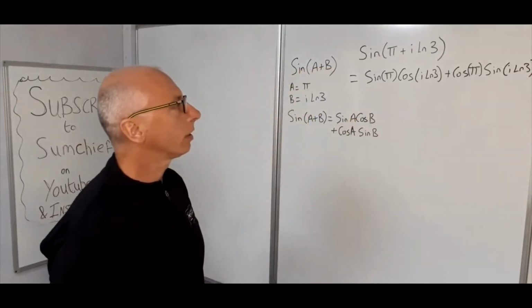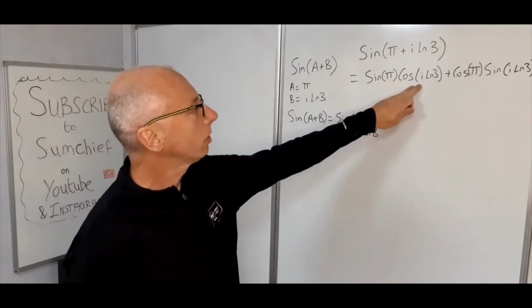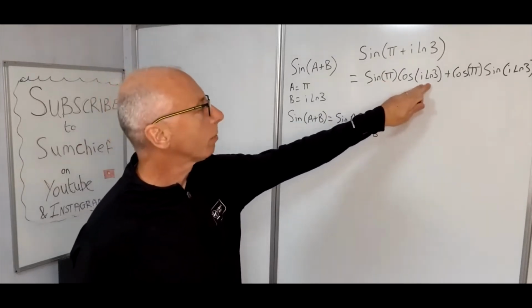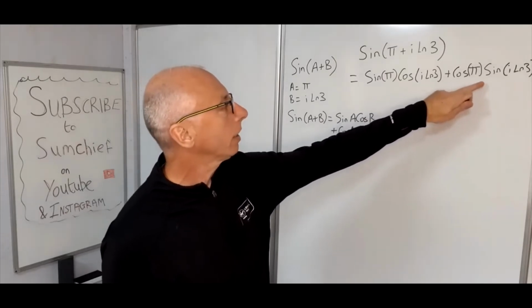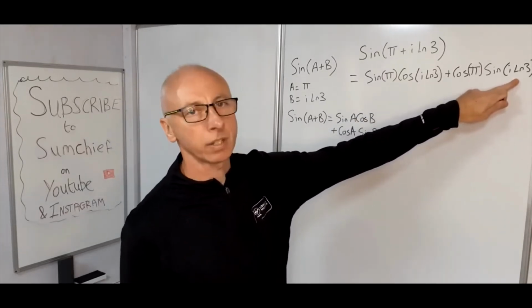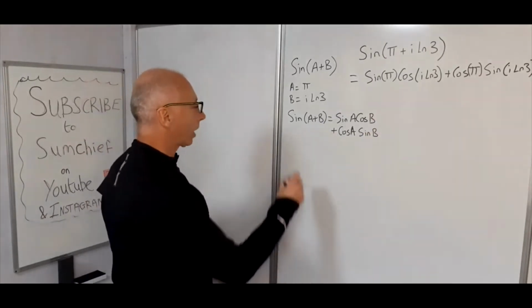Okay, let's see where we're up to now. So we've got sine of pi, that's real, cosine of i something, that's obviously not real. Got cosine pi here, and a sine of something here that's not real. So this is real, this is real. So let's work out what we've got here.